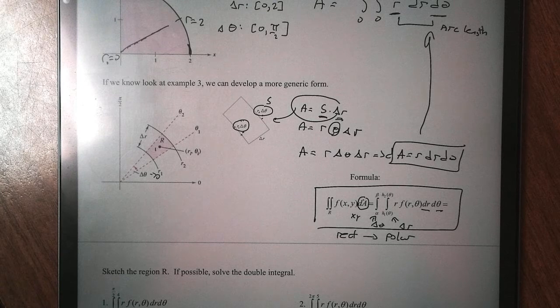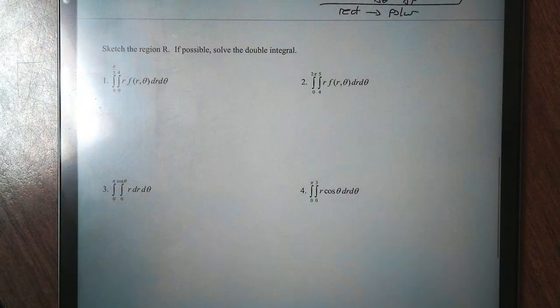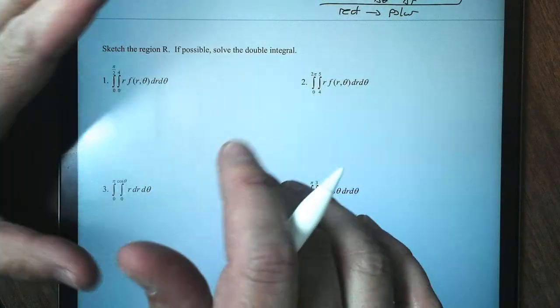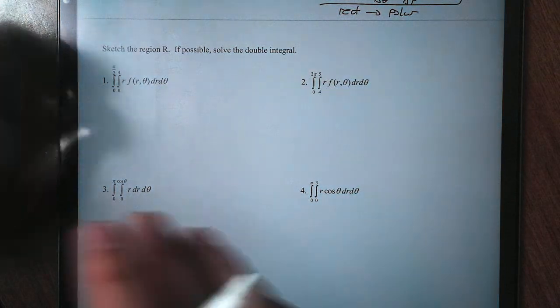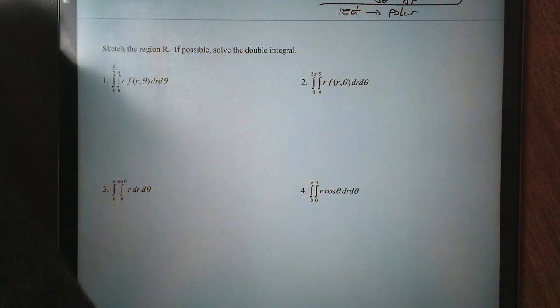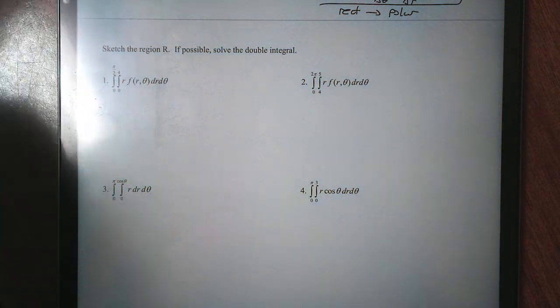All right. So let's sketch some regions if possible and solve. Okay, so here we go. We want to sketch the region of R, if possible, and solve the double integral. So we're not going to be able to solve these, but we can sketch these. So let's take a look here.